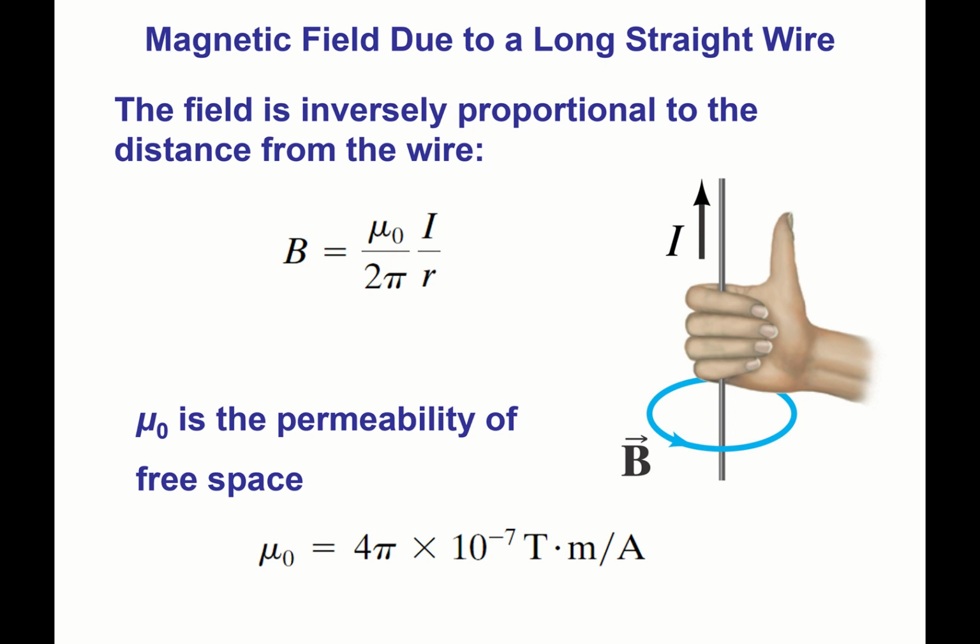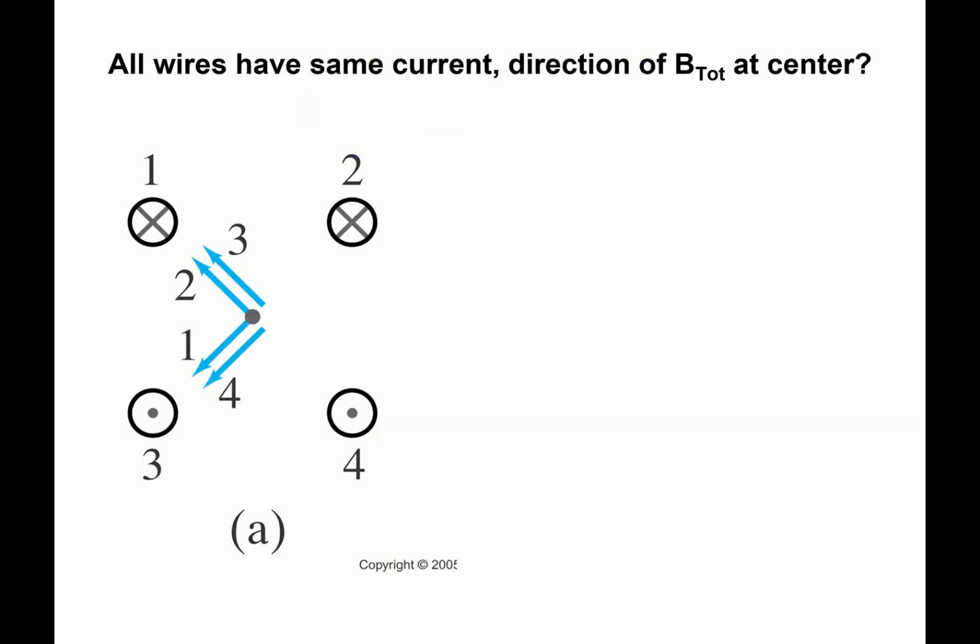The size of the field B is mu0 over 2 pi times I over R, where mu0 is the permeability of free space, equal to 4 pi times 10 to the minus 7. I is the current, and R is the distance you are from the wire where you're measuring the field. Remember when we calculated E, the electric field, we used the permittivity of free space, epsilon 0. For magnetic field, we use the permeability of free space.